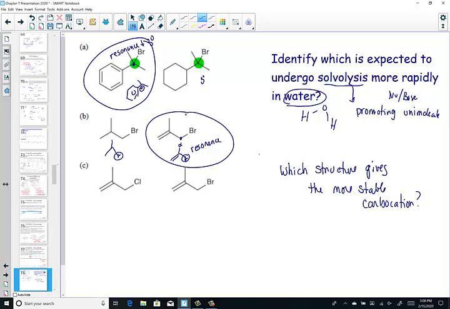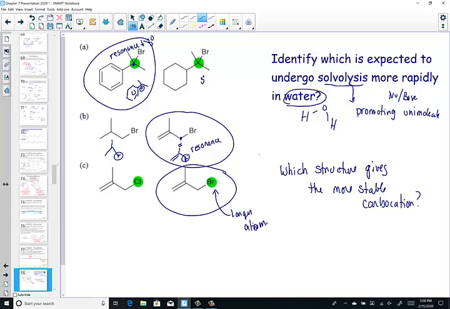And here, everything is identical except the leaving group. So a chlorine versus a bromine, who's the better leaving group? We'd say bromine, because it's the larger atom, and it can therefore stabilize the negative charge on a larger surface area than the smaller chlorine.